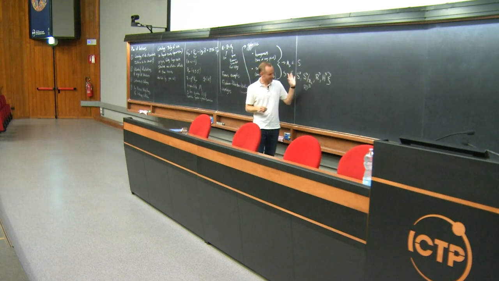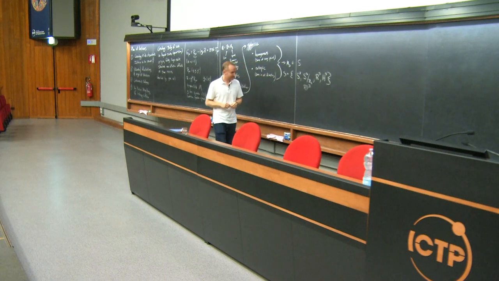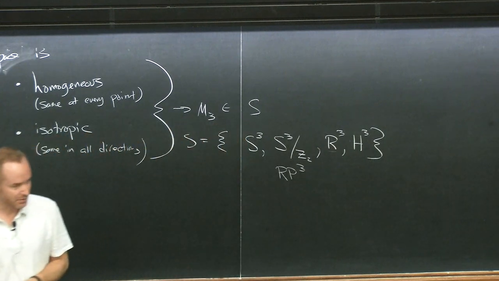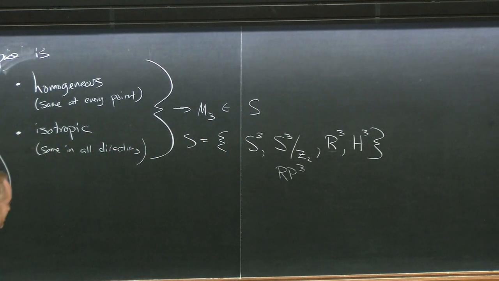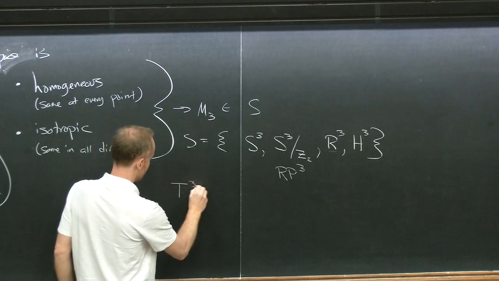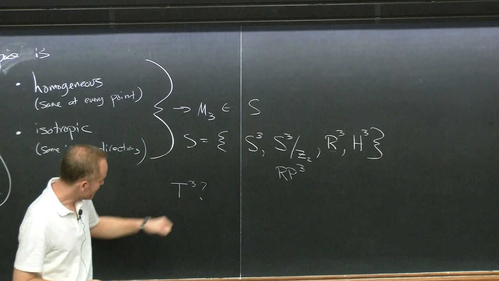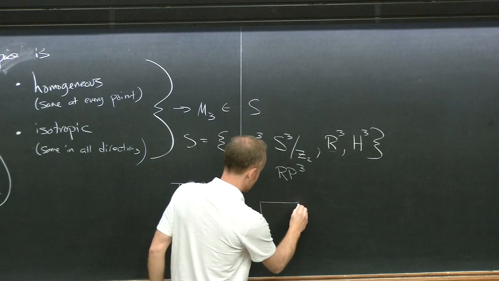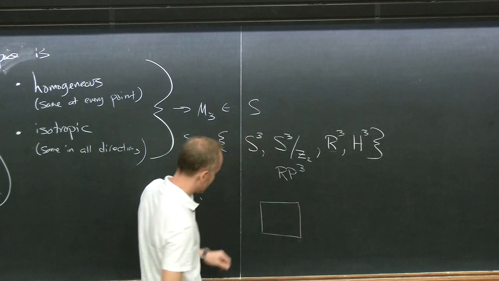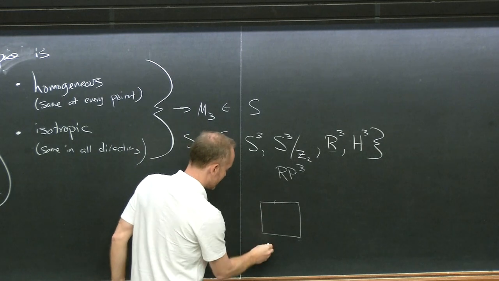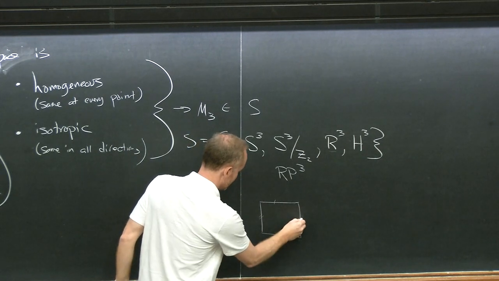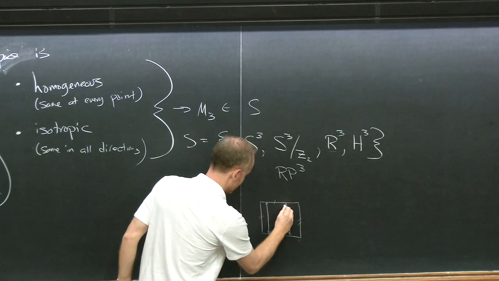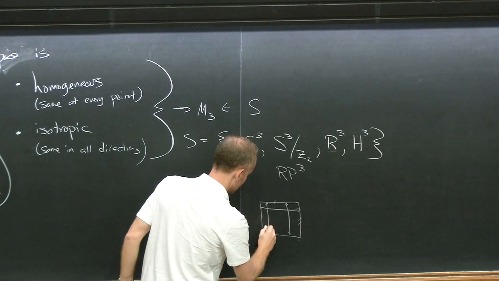Now, you might ask, there are lots of other possible topologies, infinitely many. For instance, you could take R3 and make it into a torus by just identifying some directions. So you could have a three-dimensional torus, T3. But this can never be isotropic. To convince yourself of that, imagine a two-dimensional torus. You can draw a two-dimensional torus by taking a plane and then identifying this line with this line and this line with this line. So the identification is straight across. So these two points are the same. These two points are the same. And also these two points are the same. And these two are the same.